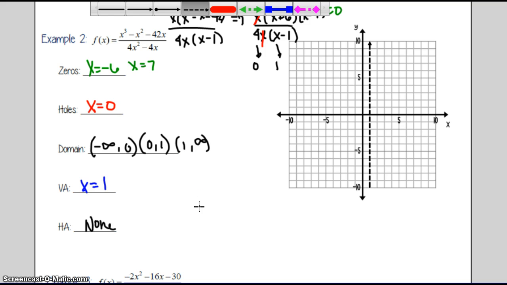And then again, going back to our graph, if we wanted to type that in and look at it, let's go ahead and plot our x-intercepts first, our -6 and 7. So -6 and 7. We know our lines are going to go through those. So let's go ahead, and we've got one hole here at 0. Let's take a look at our graph.